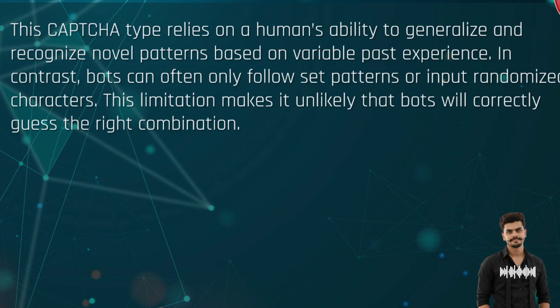Even they might check your histories, something like that. Okay. Browsing history. So this CAPTCHA type relies on human ability to generate and recognize novel patterns based on variable past experience. In contrast, bots can often only follow set patterns or input randomized characters. This limitation makes it unlikely that bots will correctly guess the right combination.